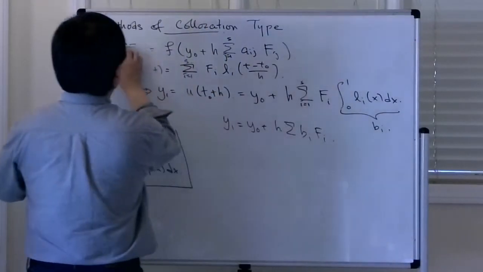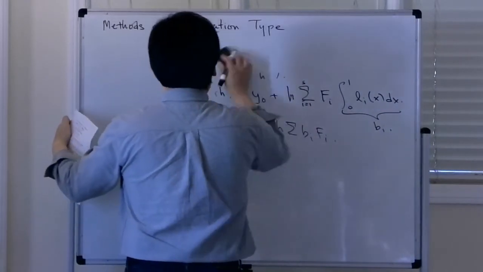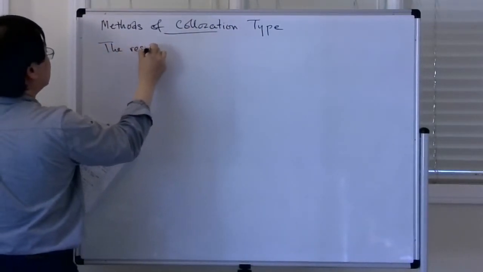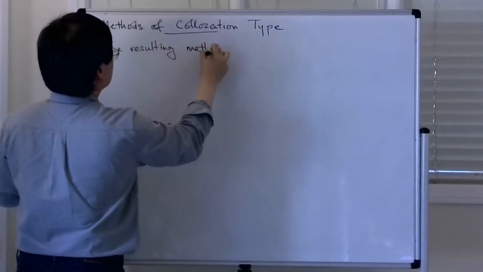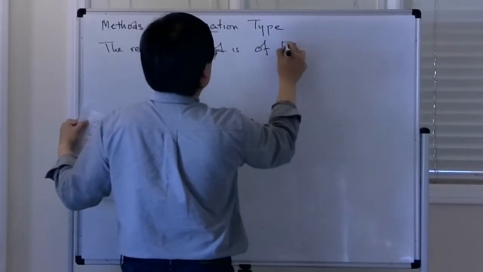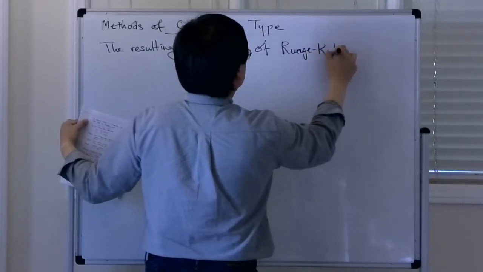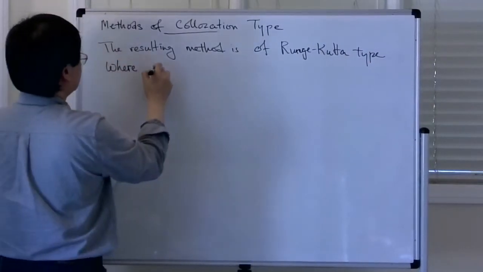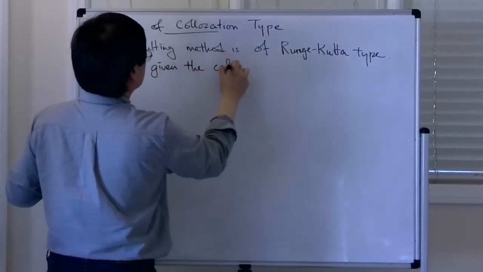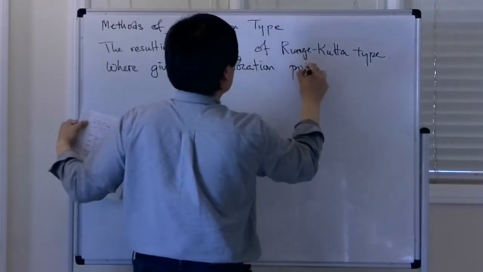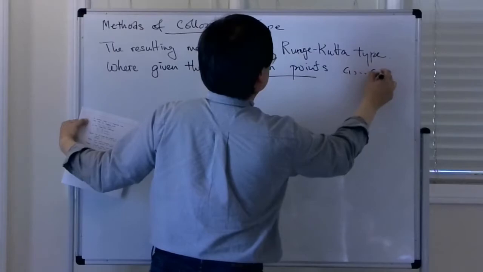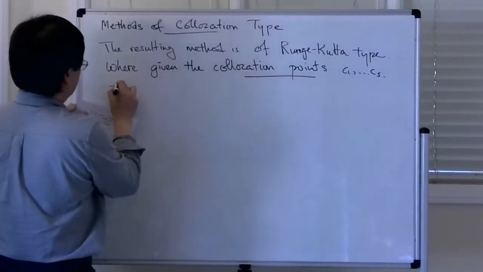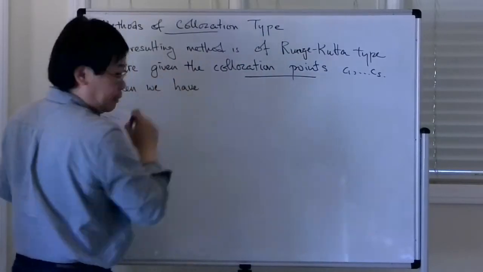Let me just summarize all of that. So the point is that the resulting method is of Runge-Kutta type, where if you are given the collocation points c1 to cs, and again, as a reminder, they have to be distinct, then we have the corresponding Runge-Kutta coefficients.